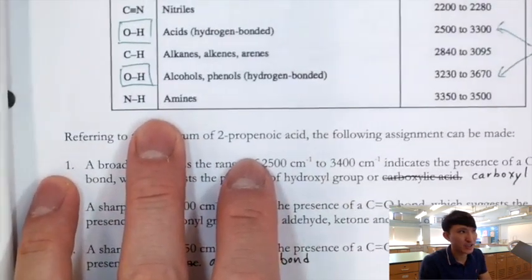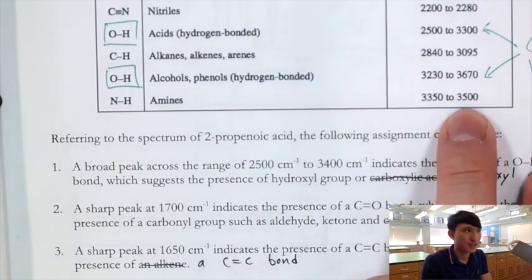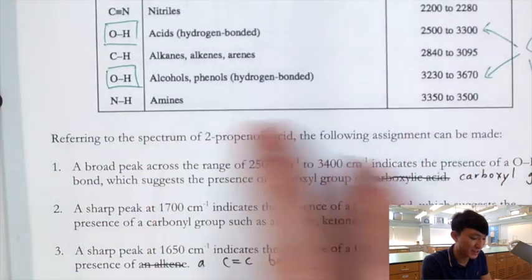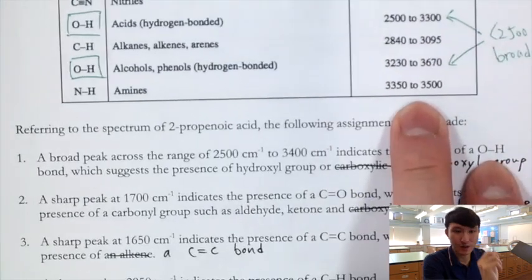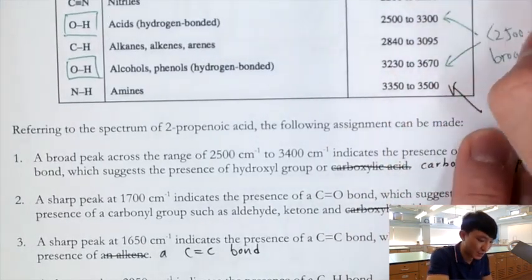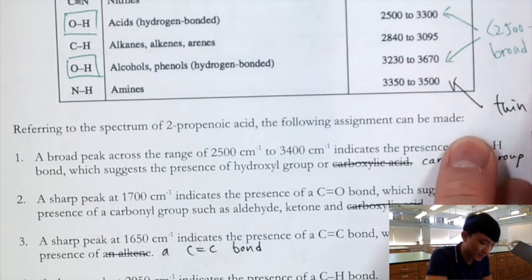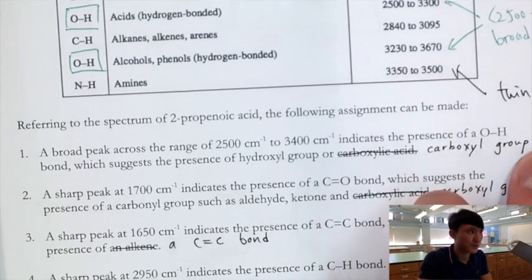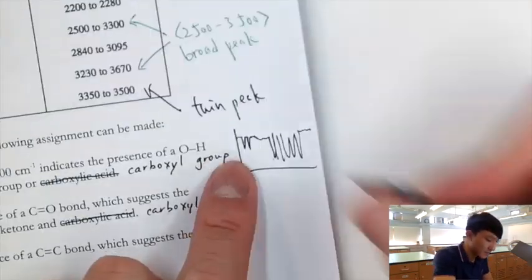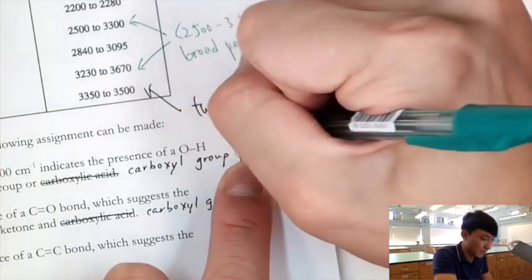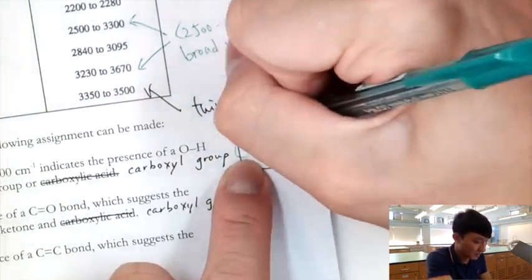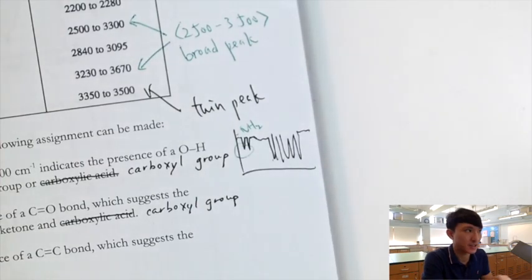Okay? Now, one more, the NH. NH here has also a particular range, but there is a special feature. We call it a twin peak. So in fact it is like this. Over here there is a sharp peak, another sharp peak over here, and so on and so forth. Over here, this is what we call the twin peak, which is for the amine. But it is quite rare to see that twin peak.